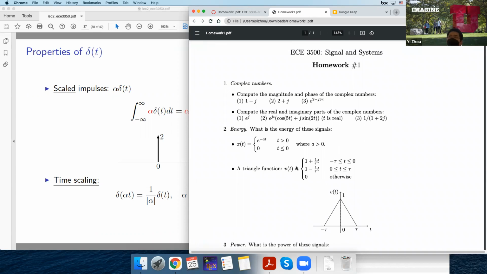Any questions? Yes. Problem 1 says compute the real and imaginary parts. So how to approach that? Okay, let's see. Compute the real and imaginary parts of the complex numbers. So this is a product of 2 complex numbers. This one is in the polar form, right? It's exponential, and the other is in the Cartesian form.